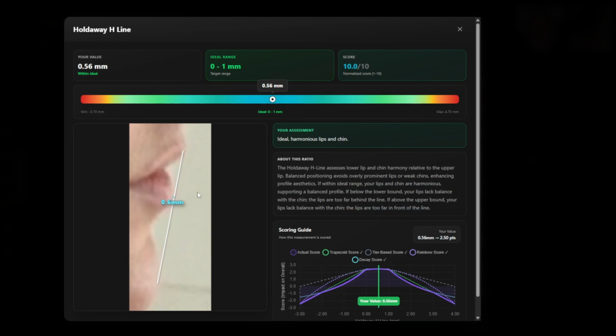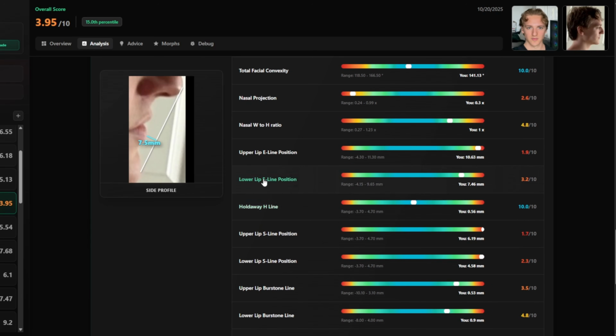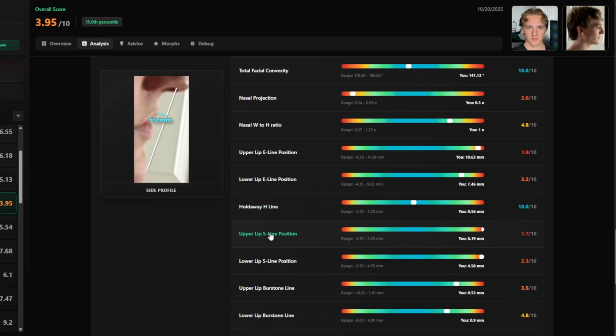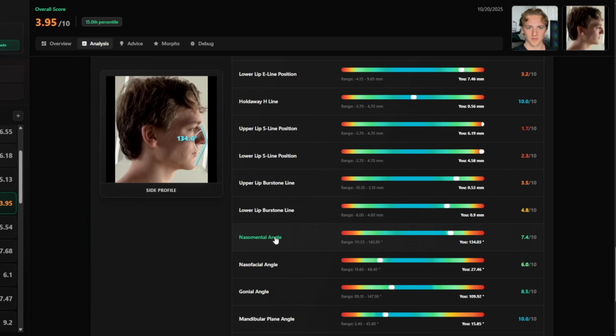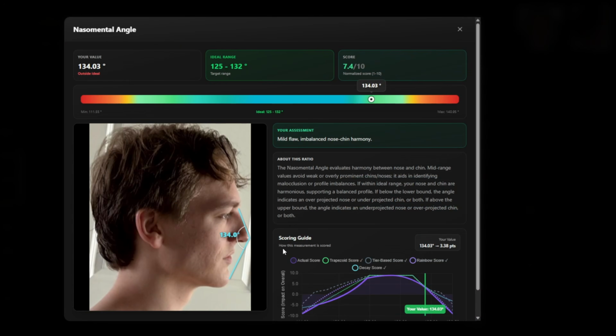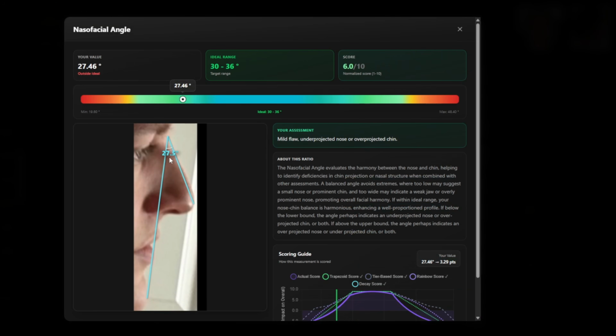His H-line looks good though, pretty close. H-line, S-line, again, overly protruded, too much distance. Burstone line, again, overly protruded. His lips should actually pass the line a bit in Caucasians. Nasomental angle is a bit outside of ideal. Now his nasofacial angle here is a bit more acute than ideal, which could be due to his nose shape or the fact that his chin could be a little bit more set back here.